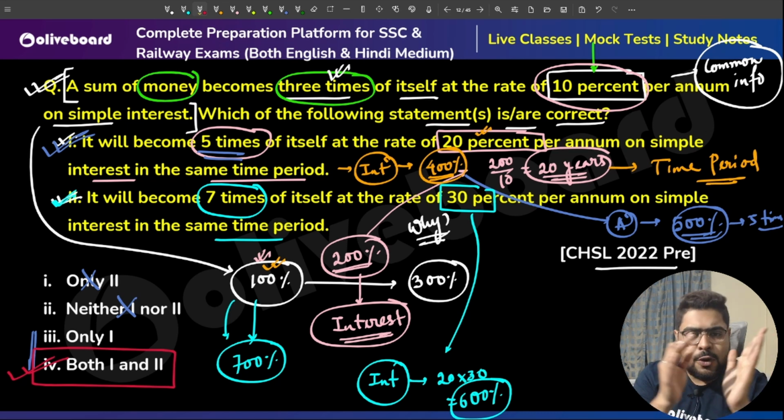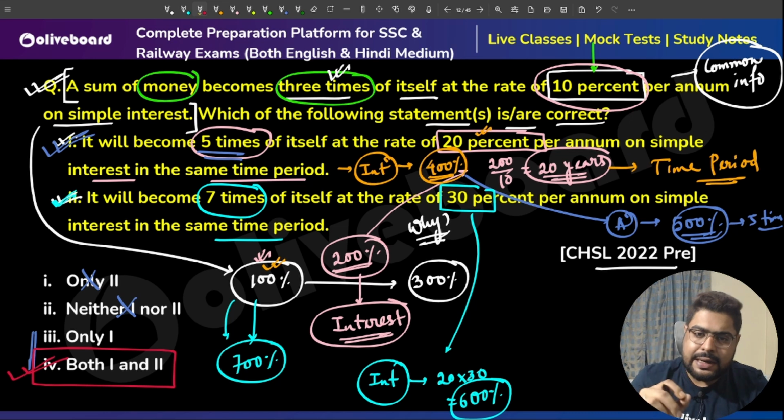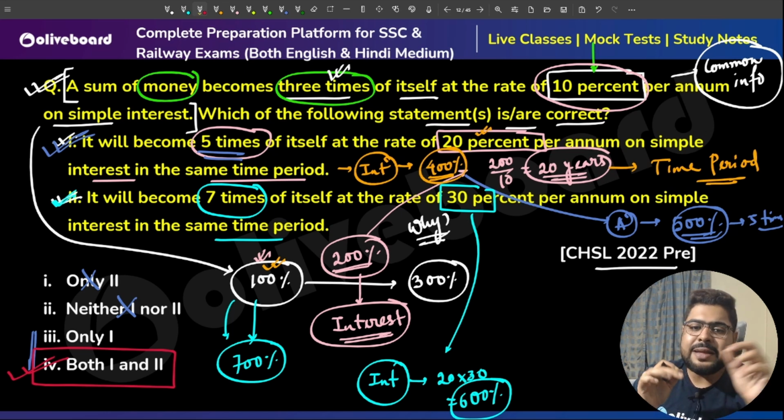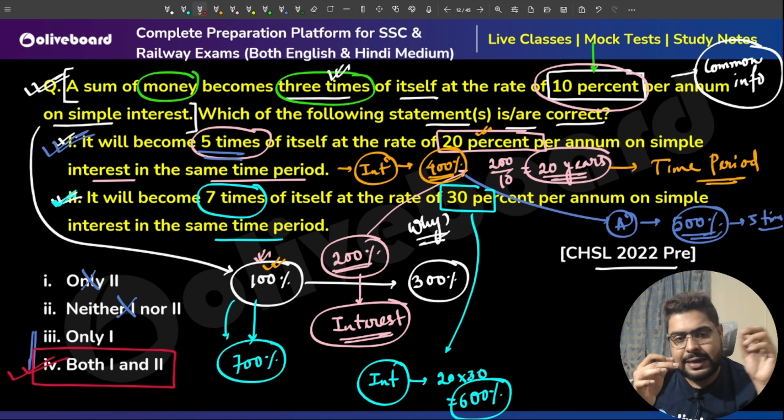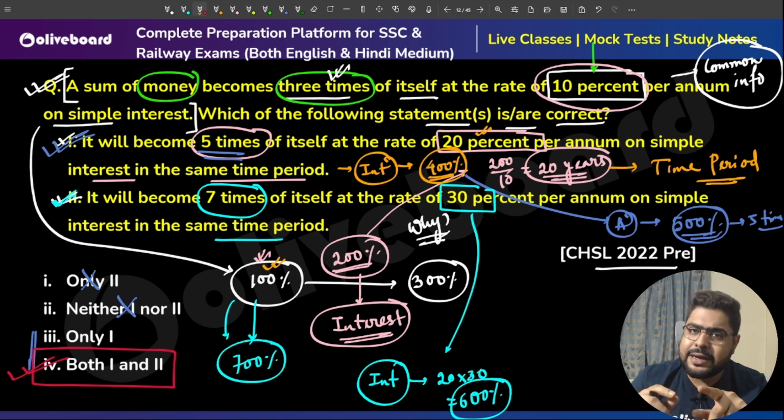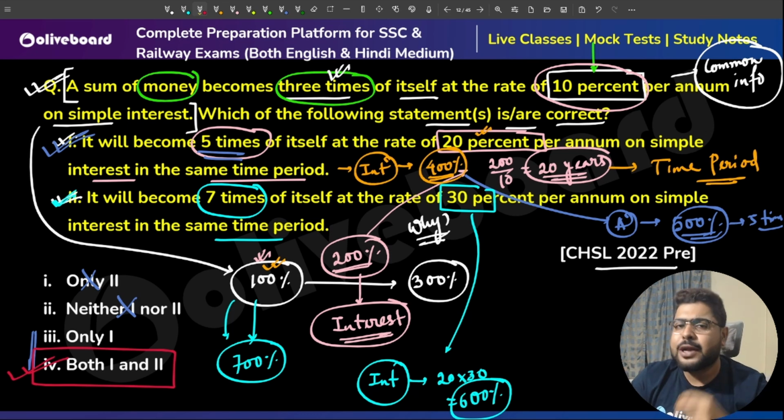Using formula, it is definitely a lengthier question than others, but again, using formula, it will only become lengthier. So please understand this approach. If you have any doubts, please feel free to comment down below as well.